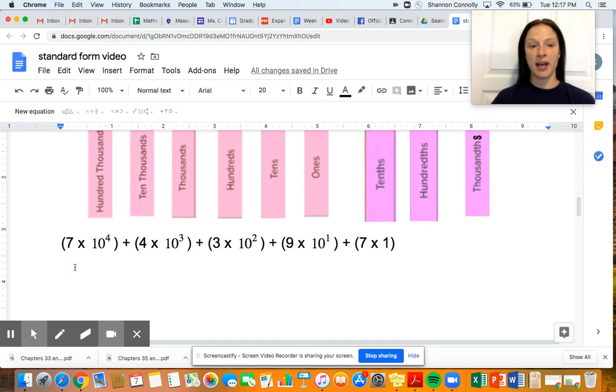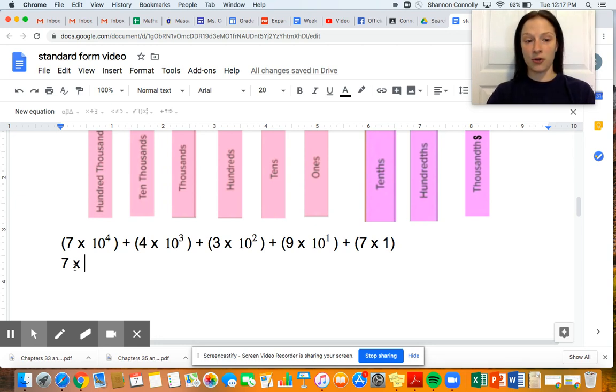When we have 7 times 10 to the fourth, we know that that stands for 7 times 10 times 10 times 10 times 10, 4 times. So I know that that stands for 7 times 10,000. While you're getting warmed up, start writing the steps down as you start to see what's going on. You don't have to write out the entire thing. Next, 4 times 10 to the third. We have 4 times 10 times 10 times 10, which is 1,000. So it's 4 times 1,000.